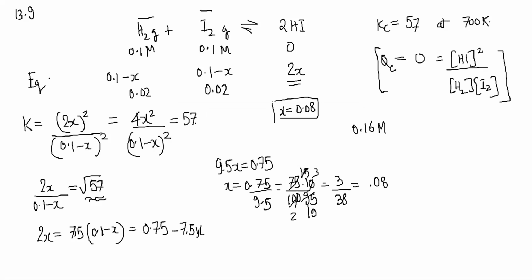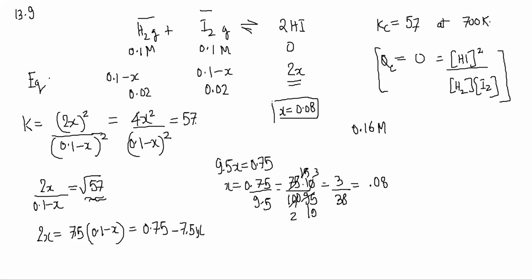So what is coming for X? He has done it for negative 7.5 also. Positive and negative 7.5 when you're taking the root. See, he is getting X as 0.079, no? So the equation with the positive square root of 57 gives this, and the equation with the negative square root gives this. But because the initial concentration of these is 0.1 molar, the negative one is more than the initial concentration.